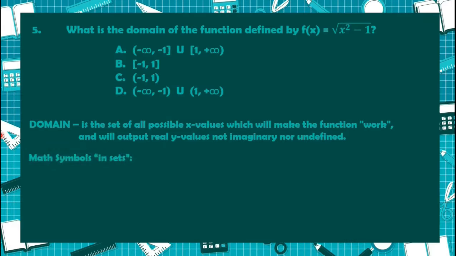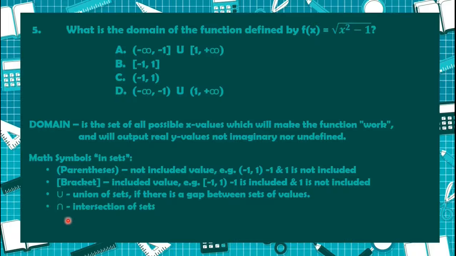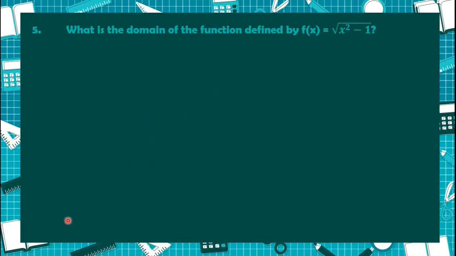We also have here the math symbols in sets. First, the parentheses, meaning not included value. Example, parentheses -1, 1, then -1 and 1 are not included. Second, we have the bracket, which means included value. Example, bracket -1 and 1 parentheses, meaning -1 is included and 1 is not included. And this is the symbol of our union of sets. We can use the union of sets if there is a gap between the sets of values. This is the symbol for our intersection of sets.